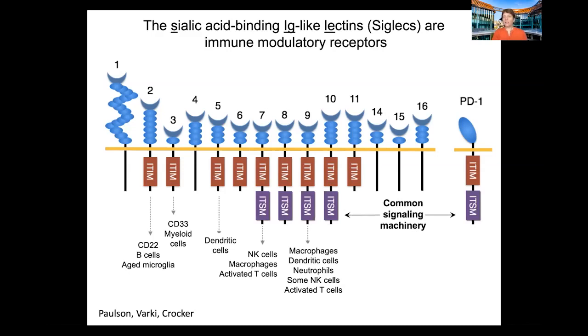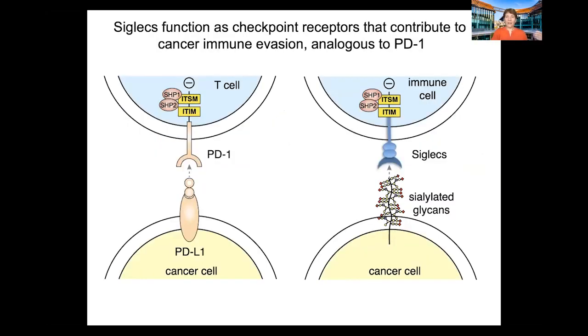So this common signaling machinery prompted us to think that maybe the Siglec receptors were putting immune cells to sleep in response to binding sialoglycans on the cancer cells. And if so, it would make sense, because a smart cancer that evolved the ability to overproduce sialoglycans would have a selective advantage in avoiding immune cell recognition.